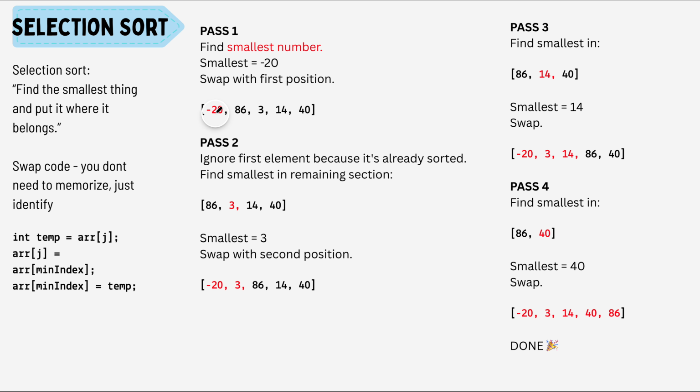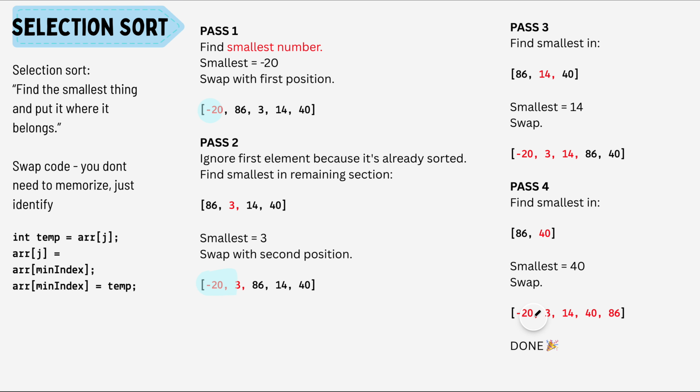So I would first check the whole array. Then I'd be like, where is the smallest number? So if negative 20 is the smallest number, I'm going to switch with negative 20. Now I ignore the first element because that's already sorted and look through the rest over here, and the smallest number is 3, so I put that in the front. Next, the third pass would have 14, and it would just keep going like that until it's done.